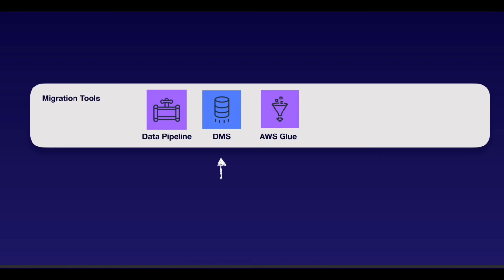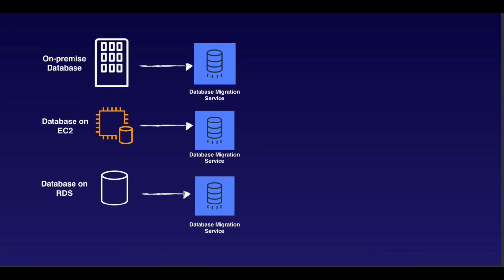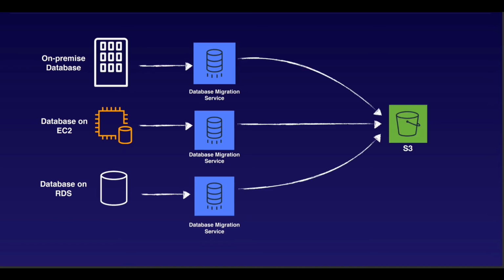Now, DMS supports homogeneous and heterogeneous migration, meaning if you wanted to transfer data from MySQL to MySQL, this would be considered homogeneous, and you are also able to transfer data from things like, let's say, SQL Server to S3 or SQL Server to MySQL. This would be considered a heterogeneous migration. So think about the different database services like on-premise databases, databases on EC2, or databases on RDS. We can use the DMS service to transfer our data onto S3.